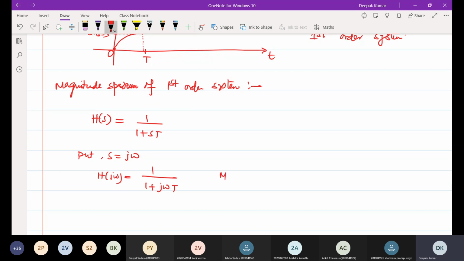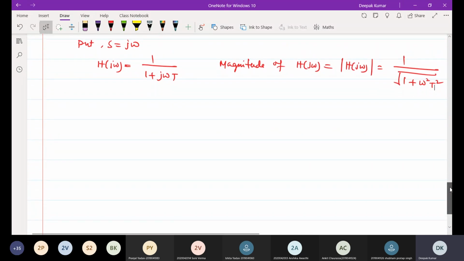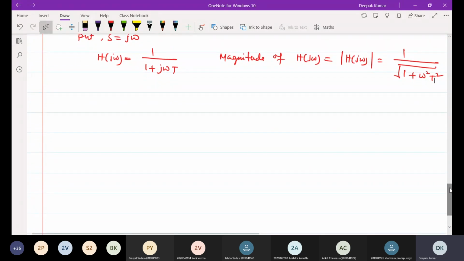Magnitude of H of j omega will become: mod of H of j omega will be equal to 1 by under root 1 plus omega square into T square. Real part whole square plus imaginary part whole square. That is very simple. So now you can plot this also.